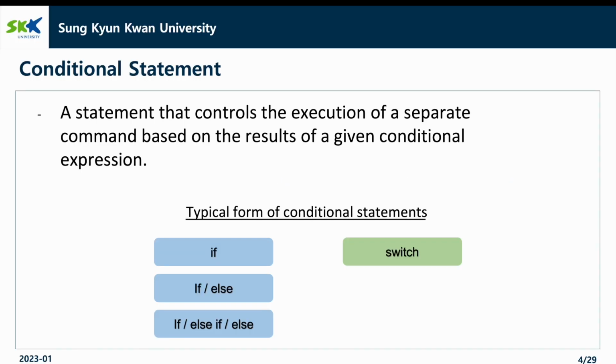Conditional statements are statements that control the execution of separate commands based on the results of a given conditional expression. Typical forms of conditional statements include the if statement, if-else statement, if-else if-else statement, and switch statement.